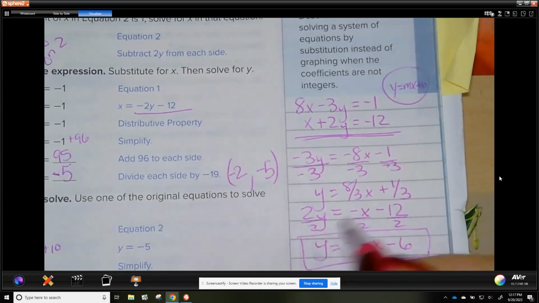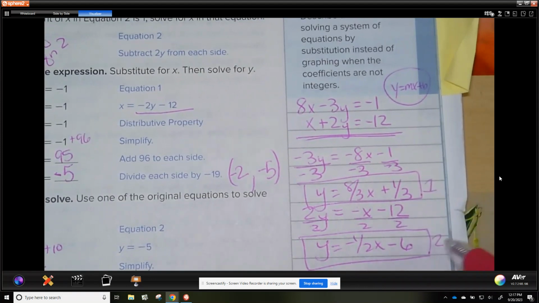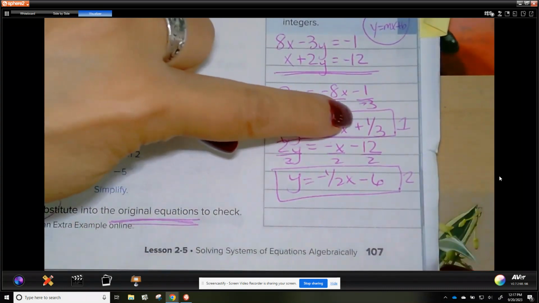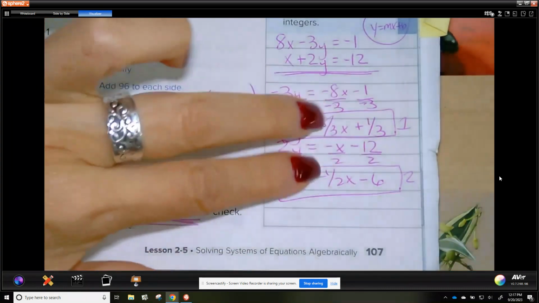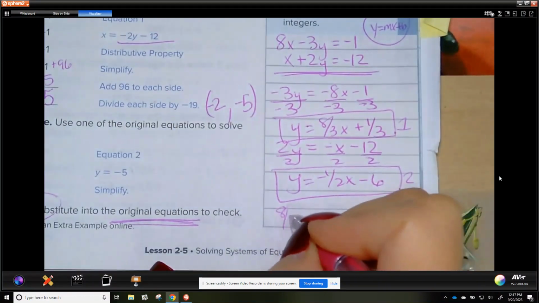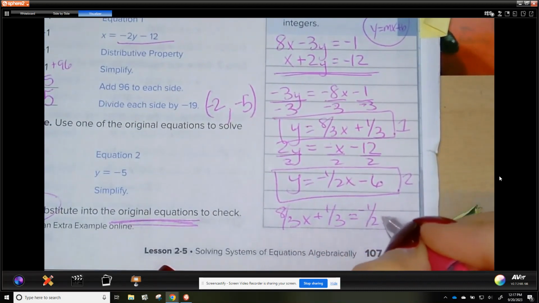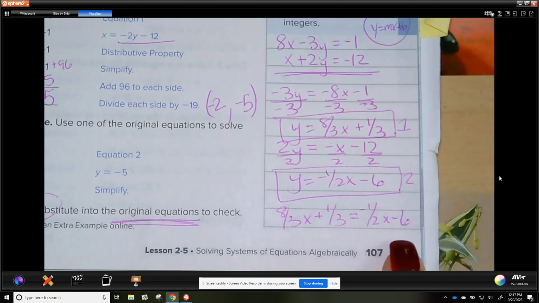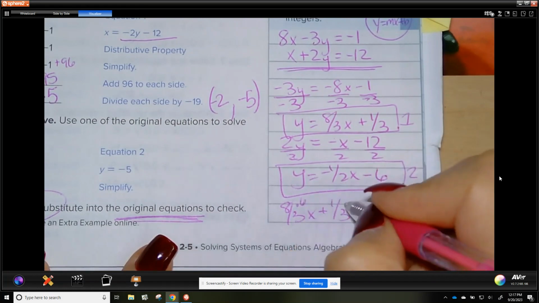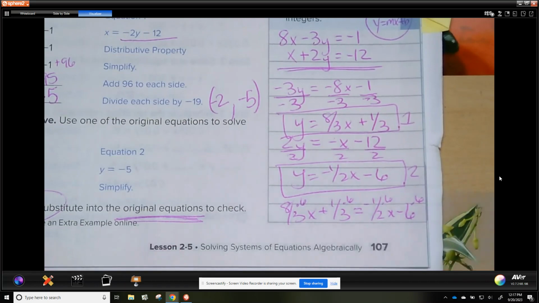So now these two are my new equations, equation 1 and equation 2. Now, we are substituting. Since y equals this and y equals this, I could put those two things equal to each other and solve for x. 8/3 x plus 1/3 equals -1/2 x minus 6. If you want to get rid of all the fractions, 3 and 2, I can multiply this by 6, this by 6, this by 6, and this by 6.